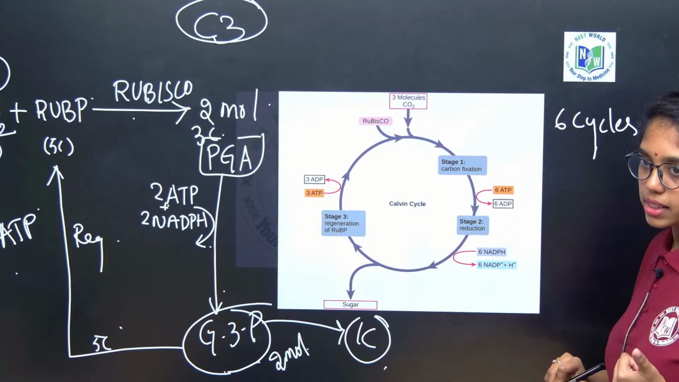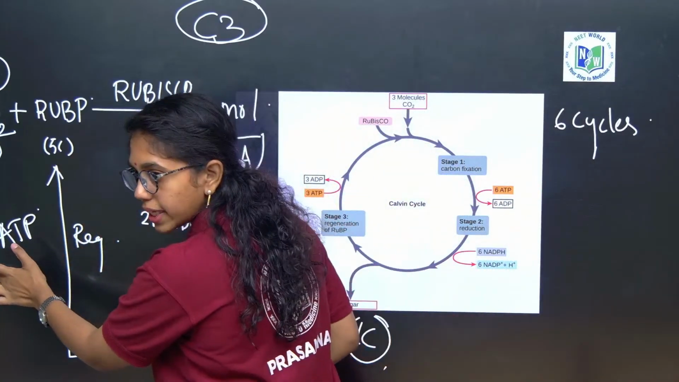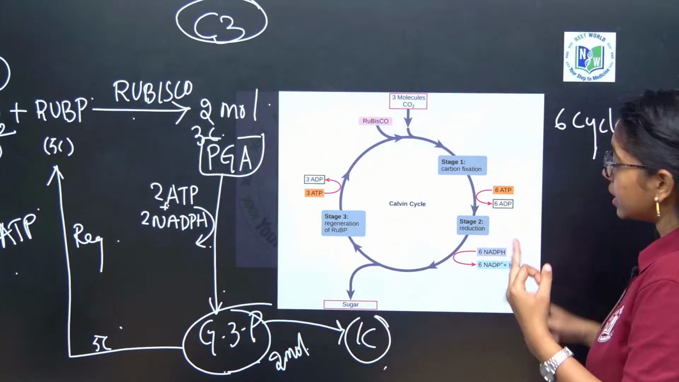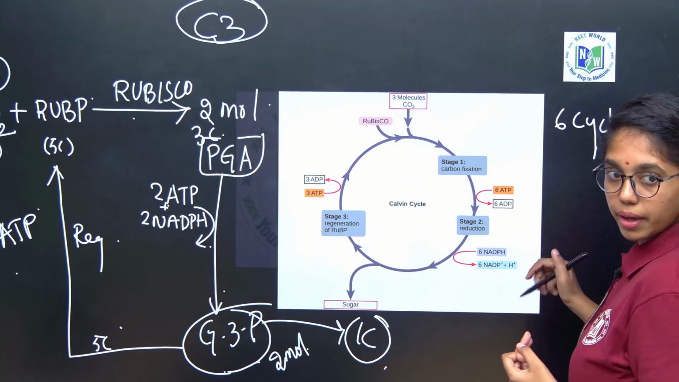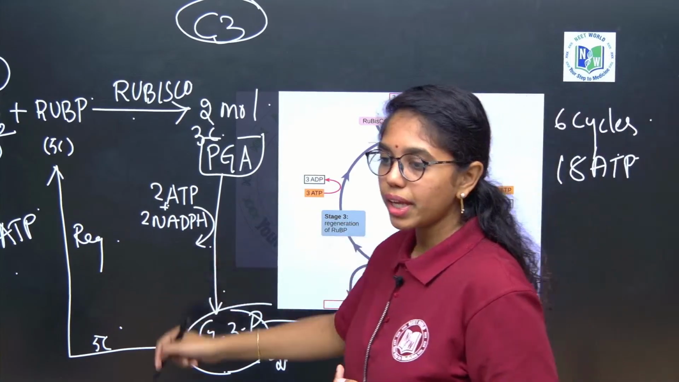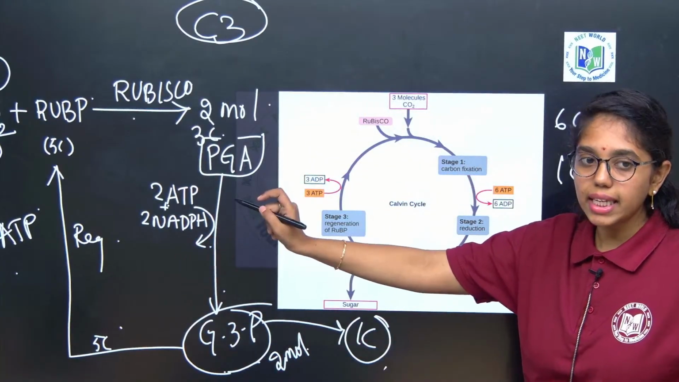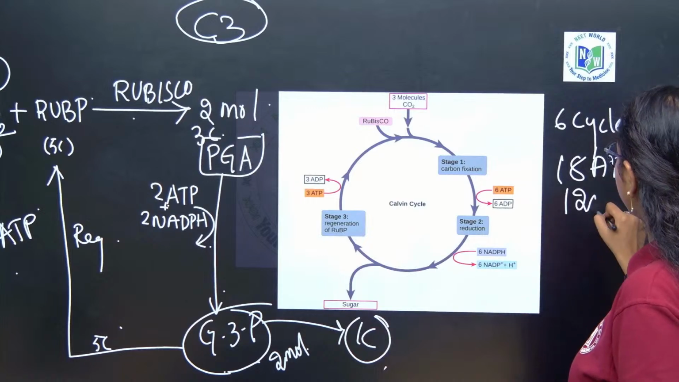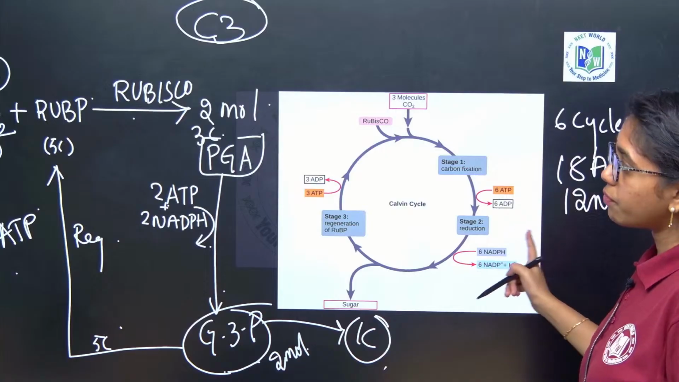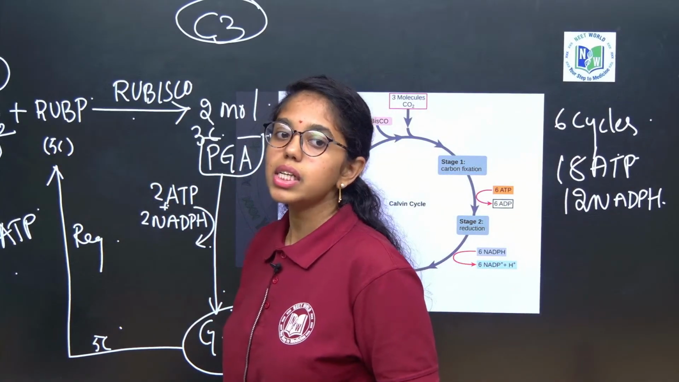Okay, 6 cycles have to take place. In one cycle, if you have to count 2 plus 1, how much ATP? 3 ATP are utilized. One cycle 3 ATP, 6 cycles how many ATP? 18 ATP. Good. 6 cycles how many NADPH? One cycle 2 NADPH, 6 cycles 12 NADPH. Clear? And one cycle 1 carbon dioxide is being fixed. 6 cycles 6 carbon dioxide.